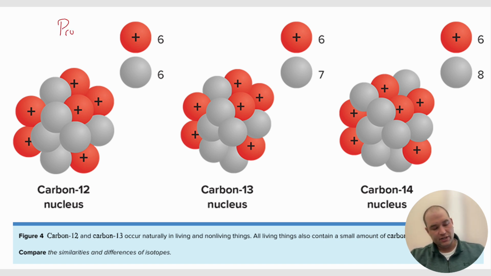So the red represents our protons, and they are always the same, 6 for carbon, because carbon's atomic number is 6. The thing that changes is our neutrons, which is the number of neutrally charged particles in the nucleus, which increases our atomic mass: 12, 13, and 14.